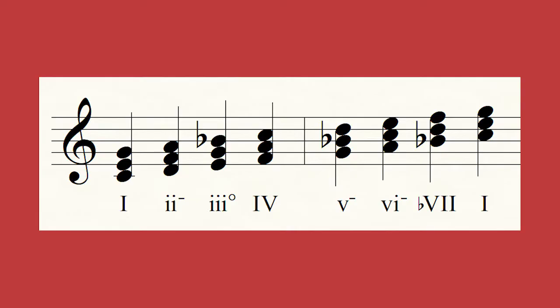We have a 1 major chord, a 2 minor chord, a 3 diminished chord, 4 major, 5 minor, 6 minor, flat 7 major. Now, here we have a flat 7 major chord. That's the most common one that you'll see borrowed from this mode. You might also see a 5 minor chord, though that's not nearly as common.